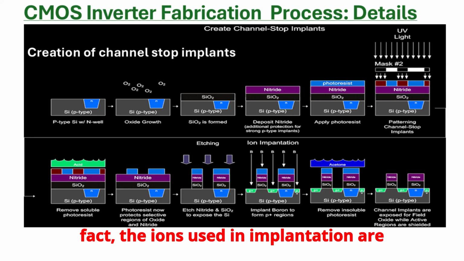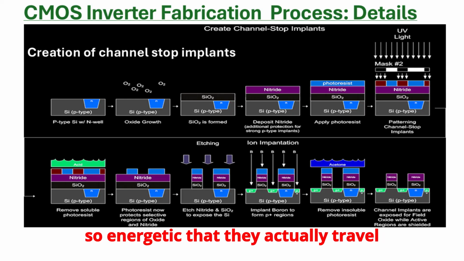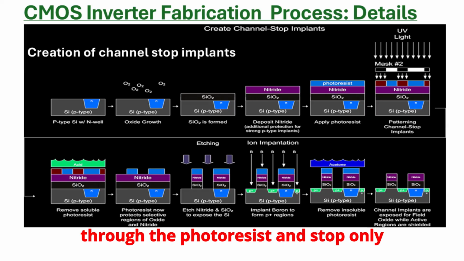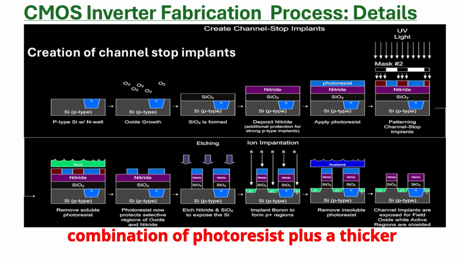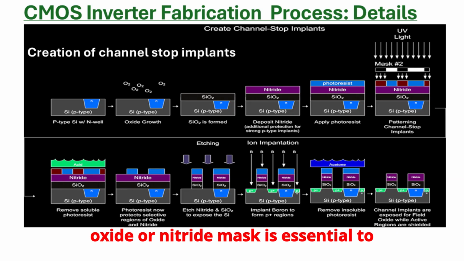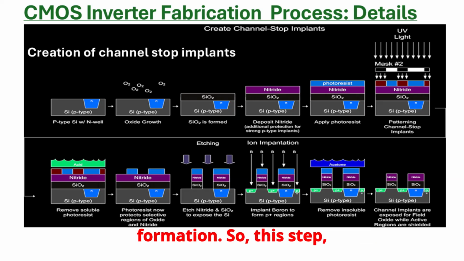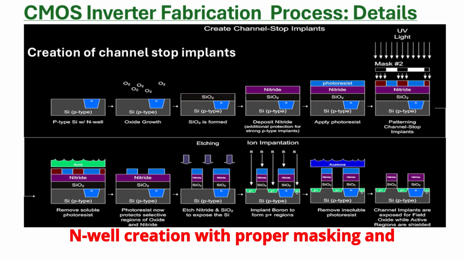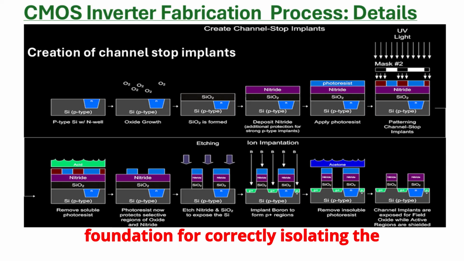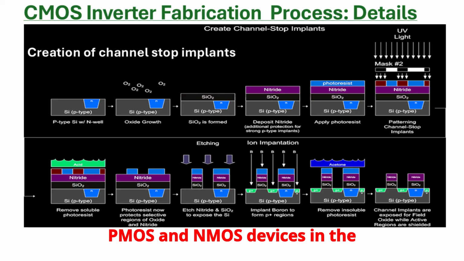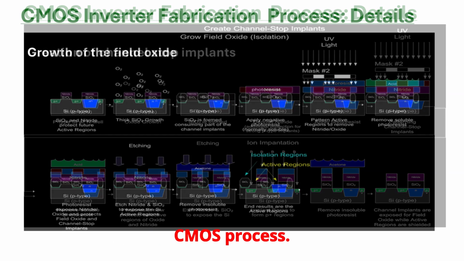In fact, the ions used in implantation are so energetic that they actually travel through the photoresist and stop only when they hit the oxide or nitride barrier underneath. This is why the combination of photoresist plus a thicker oxide or nitride mask is essential to achieve precise and reliable well formation. So, this step, N-well creation with proper masking and channel stop implants, sets the foundation for correctly isolating the PMOS and NMOS devices in the CMOS process.